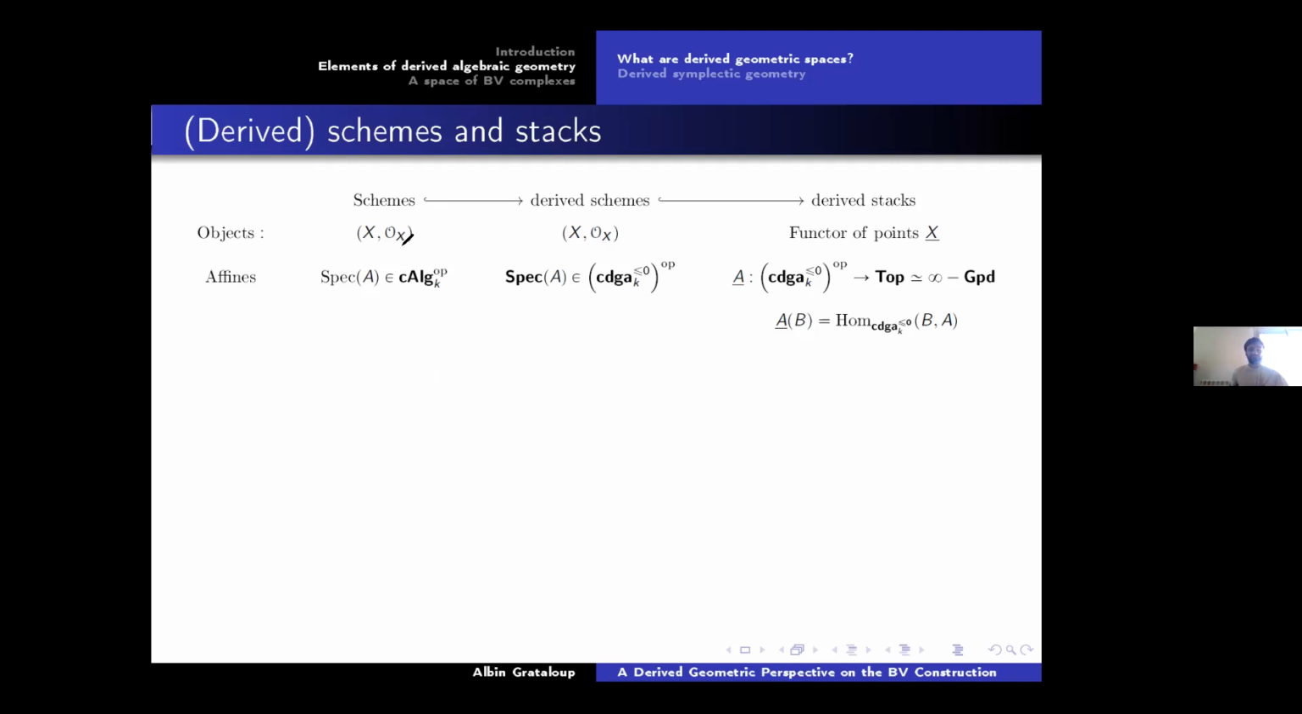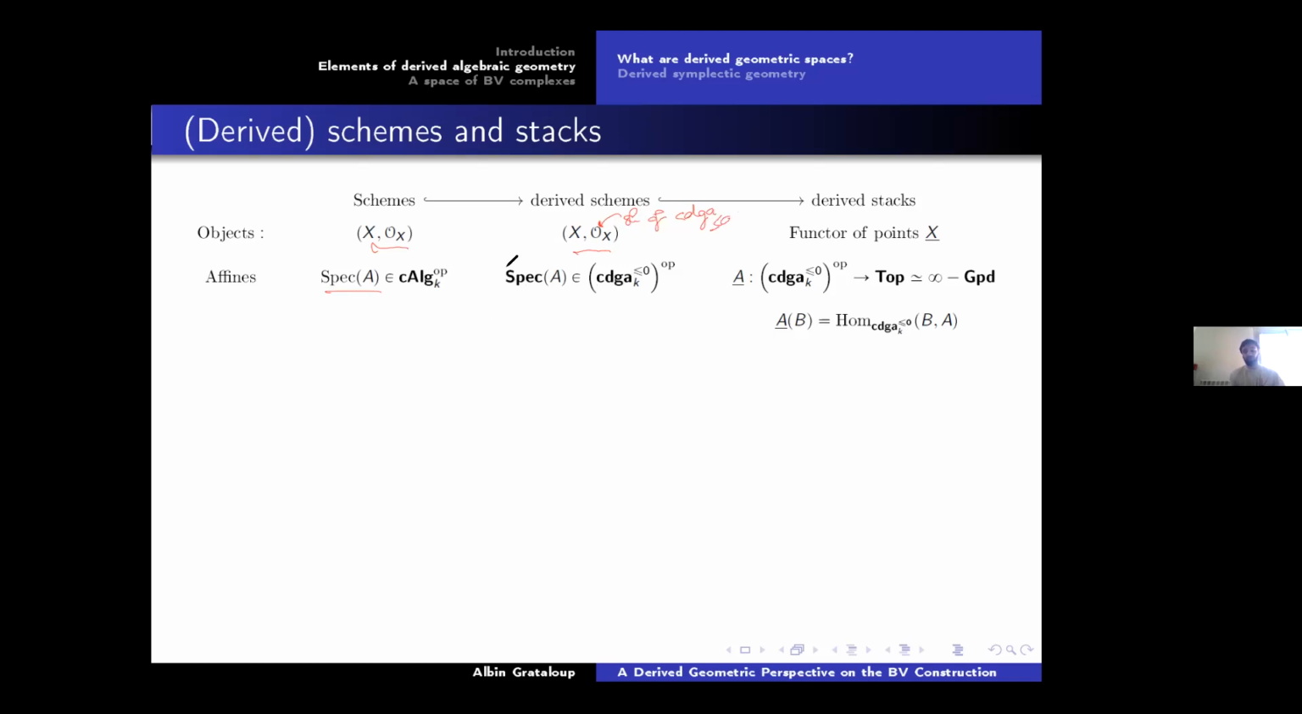And to do that, we need to generalize this notion of geometric objects. So for example, a scheme, which is given by a local ring space, locally modeled on commutative algebras. The first generalization would be a derived scheme. So this time it's also a local ring space in some way, but this time we have a sheaf of CDGA instead of a sheaf of just commutative rings.